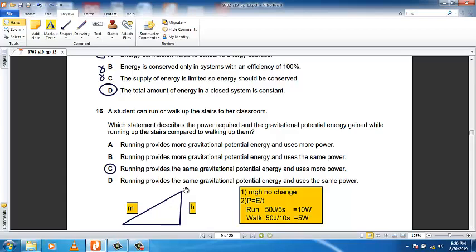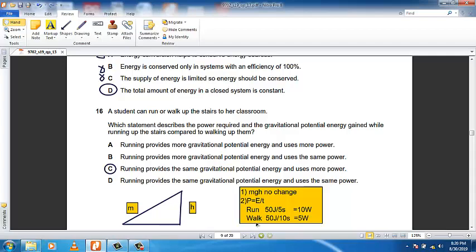What about power? What is power? Power is defined as energy supplied per unit time. So if you run or walk, if you run, you consume 50 joules. If you walk, you consume 50 joules. If you run, it will take about 5 seconds to move from this point to this point.